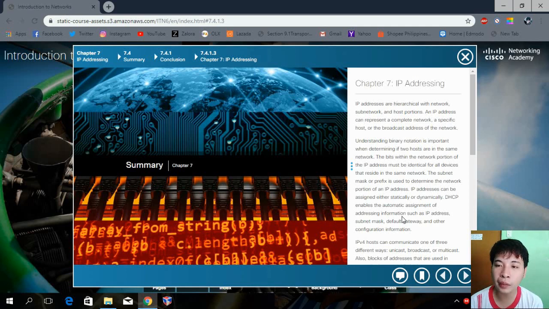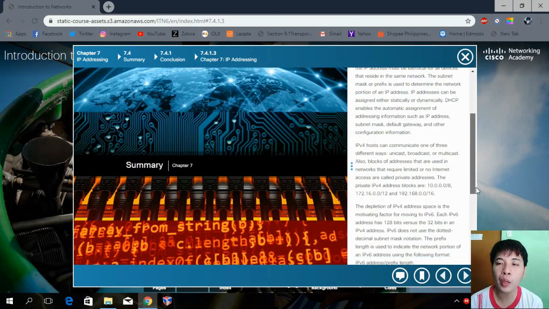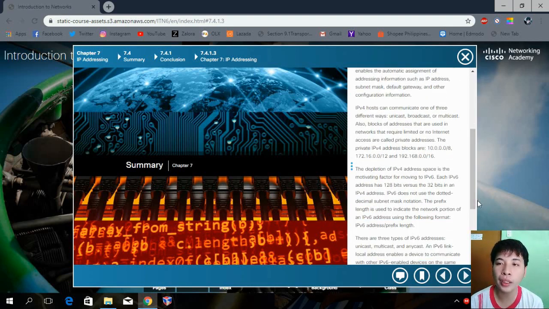The subnet mask or prefix is used to determine the network portion of an IP address. IP addresses can be assigned either statically or dynamically. DHCP enables the automatic assignment of addressing information such as IP address, subnet mask, default gateway, and other configuration information. IP version 4 hosts can communicate one of three different ways: unicast, broadcast, or multicast.